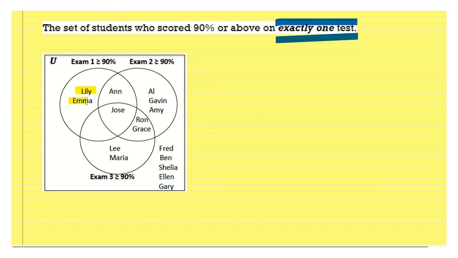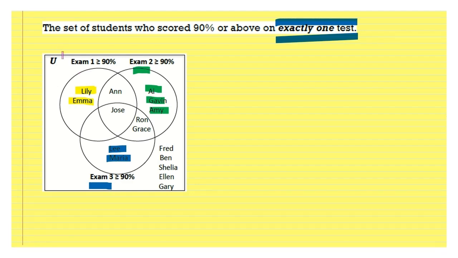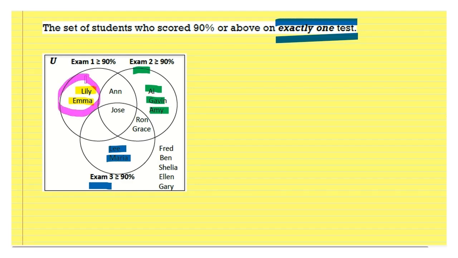Same thing goes for Emma. Emma's name doesn't appear anyplace else. We've also got Al and Gavin and Amy. They only scored higher on exam 2. And then we also have Lee and Maria. They only scored higher on exam 3. So all of these outer parts, it kind of looks like wings to me, are where the people only scored higher in one category.